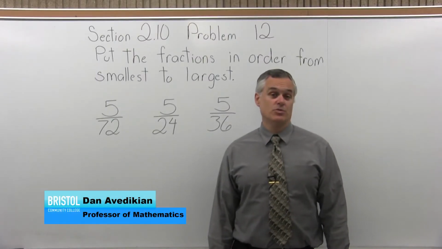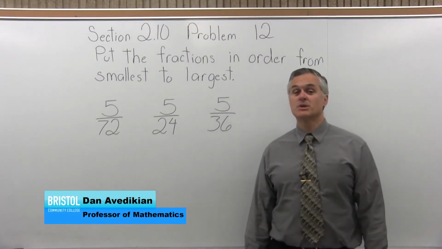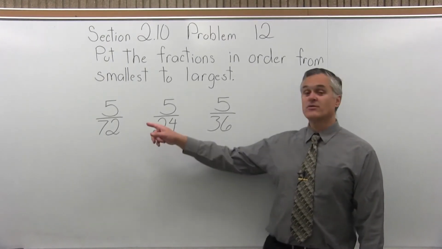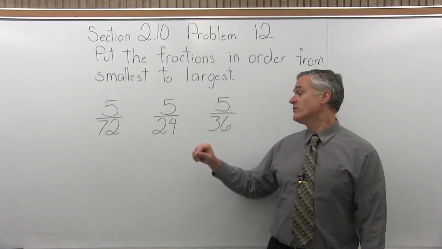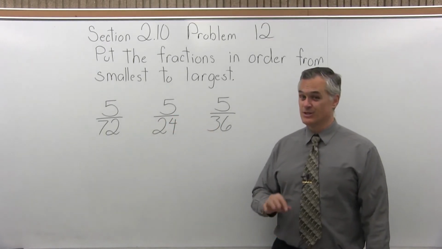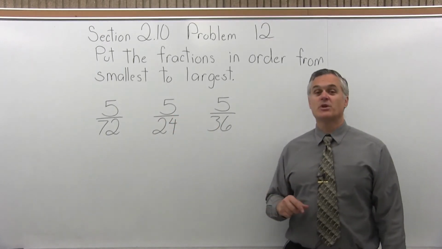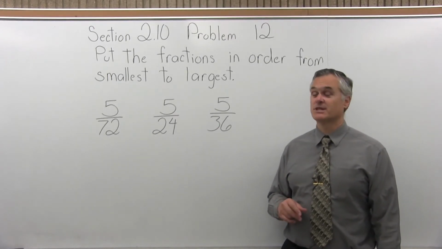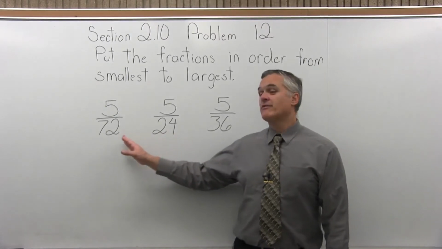This is Section 2.10, Problem 12. It says put the fractions in order from smallest to largest. And we have 5 over 72, 5 over 24, and 5 over 36. So all the same numerators. The denominators are different, and to put them in order, it's really the denominators that are important to make the same. So I want to have a common denominator.